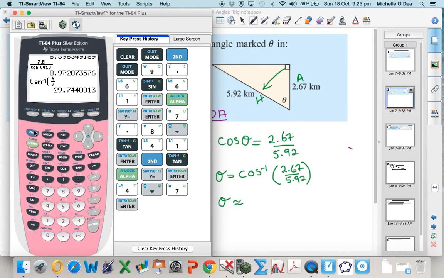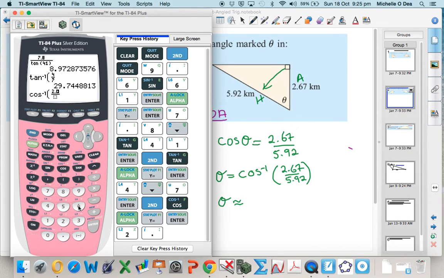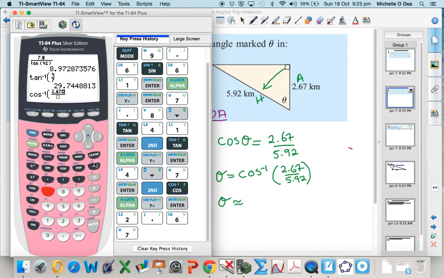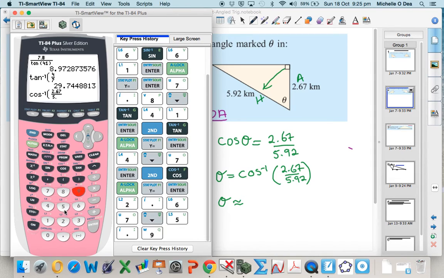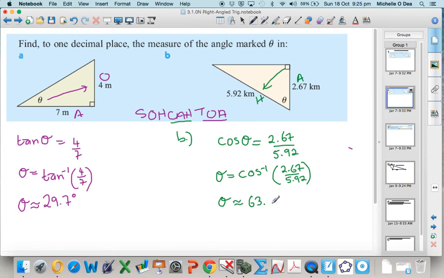So again, we just go second cos. Let's get that nice fraction happening. 2.67 over 5.92. Enter. Let's have a quick look. 1, 2, 3. This time the next digit is bigger than 5, so we have to round that up to 63.2. So it's 63.2 degrees.